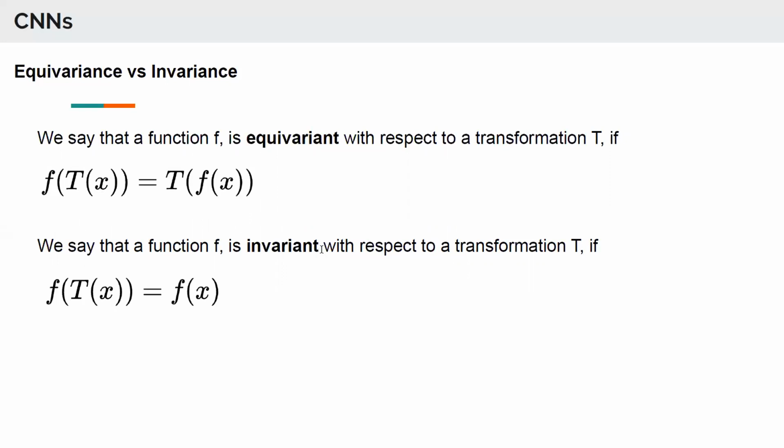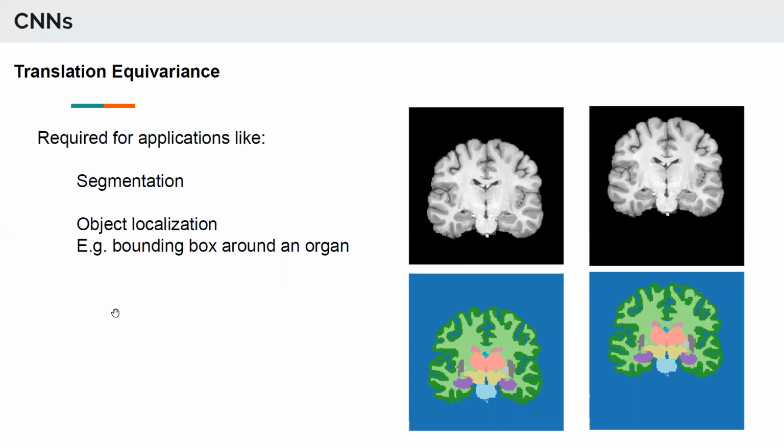And invariance with respect to a certain transformation means that applying f on the transformed version is the same as applying f without any transformation at all, right? So that means that applying the transformation on x does not change the effect that f is going to have on x. Okay, so let's see how these are important.